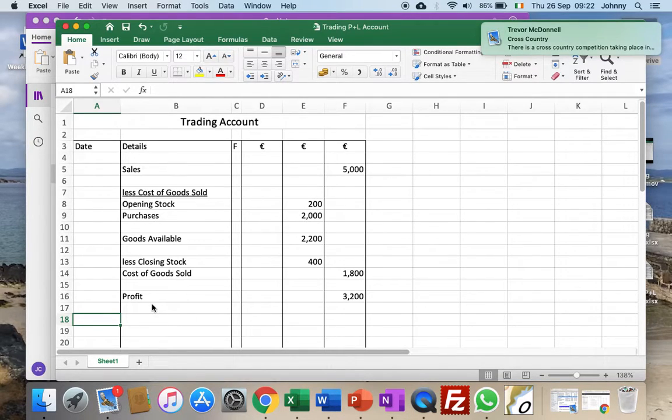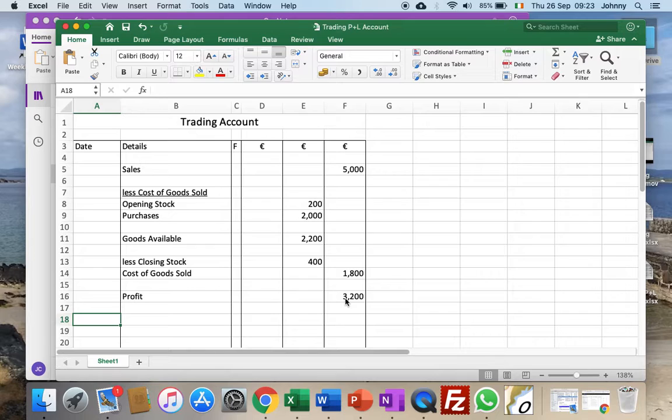Okay, so in the previous question, we worked this out. We did a trading account. So that worked out the profit we make buying and selling goods. So the basic sum that we have on the right-hand side is sales, and we take away our cost of goods sold, and that gives us our profit.